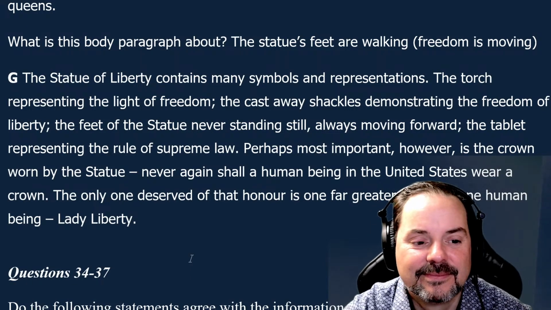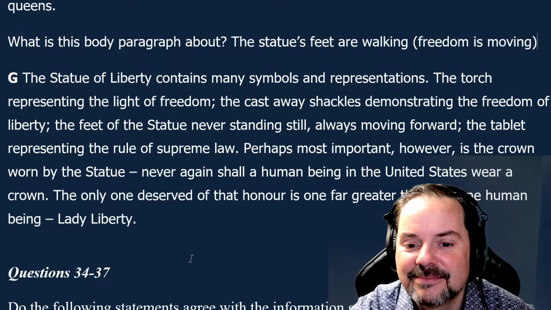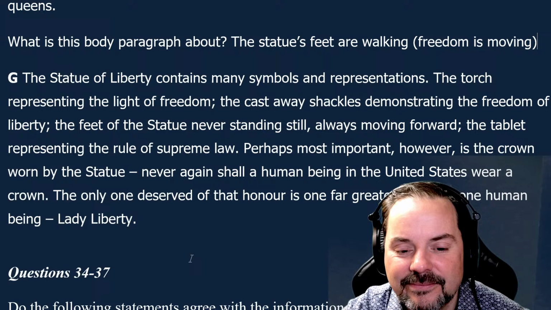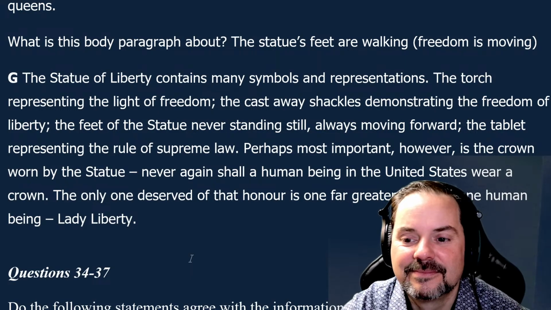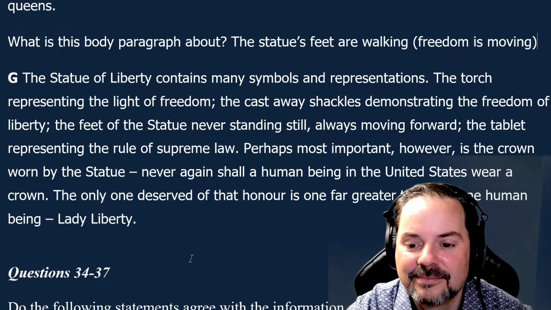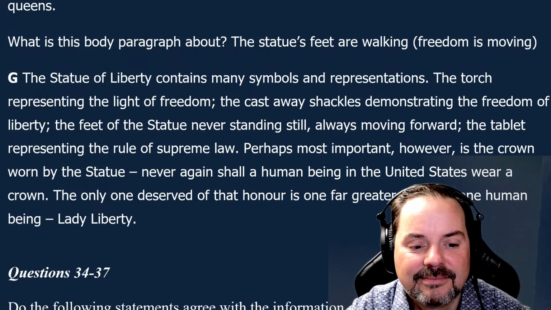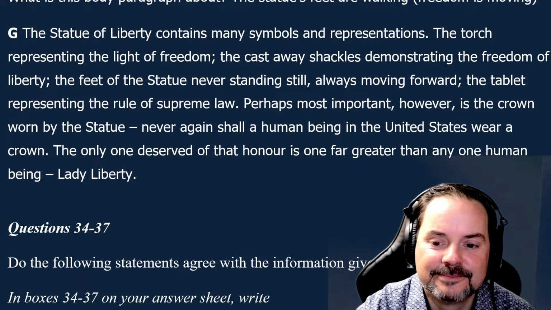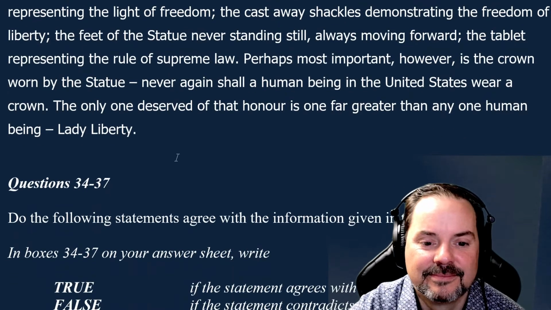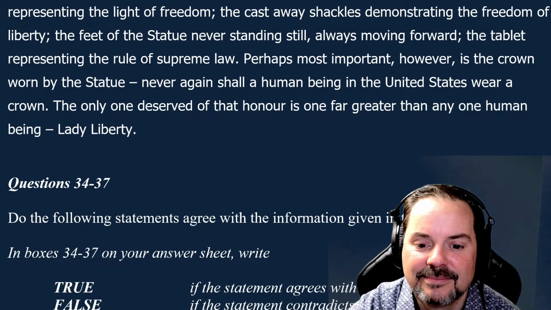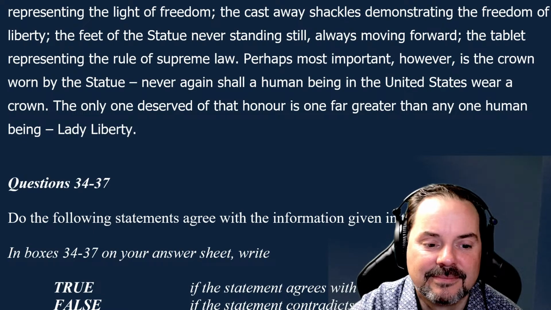Okay, so the Statue of Liberty contains many symbols and representations. The torch representing the light of freedom, the castaway shackles demonstrating the freedom of liberty, the feet of the statue never standing still, always moving forward, the tablet representing the rule of supreme law, perhaps most important, moreover, is the crown worn by the statue. Never again shall a human being in the United States wear a crown. The only one deserved of that honor is one far greater than any one human being, Lady Liberty.